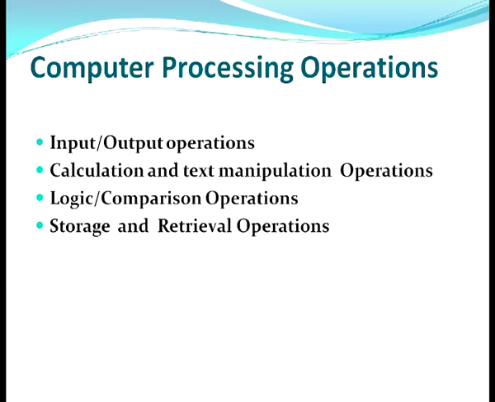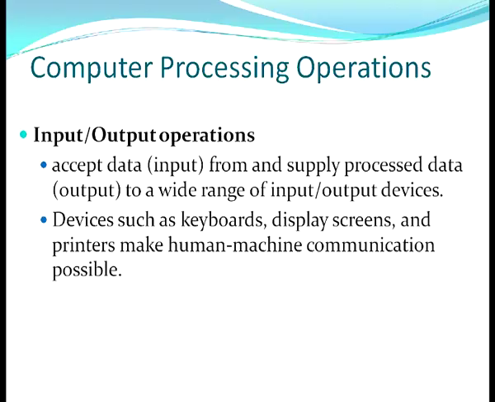After discussing the data processing cycle, the next topic is the various processing operations. Although this topic is also concerned more or less with the processing cycle, let us have a quick look at various processing operations involved in data processing. We have 4 basic operations: input-output operations, calculation and text manipulation operations, logic comparison operations, and storage and retrieval operations. Input-output operations deal with accepting data from the user through various input devices like keyboard, mouse, etc. And output operations send the data to the user through various devices such as your monitor, printers, display screens, etc. This operation makes human-machine communication possible.